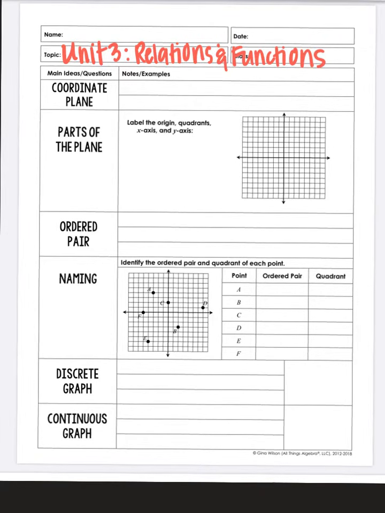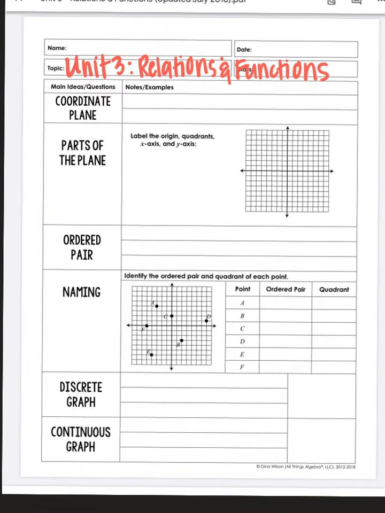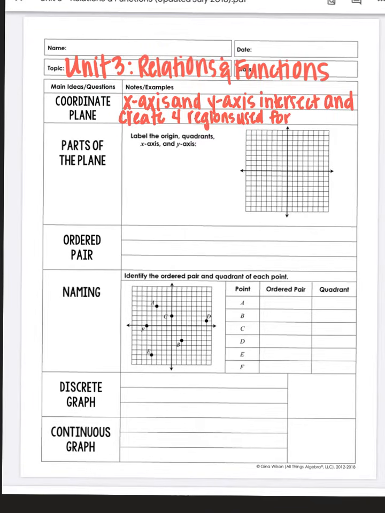The first one is a coordinate plane. So a coordinate plane is formed by two lines. So we have a x-axis and y-axis that intersect and create four regions used for graphing.